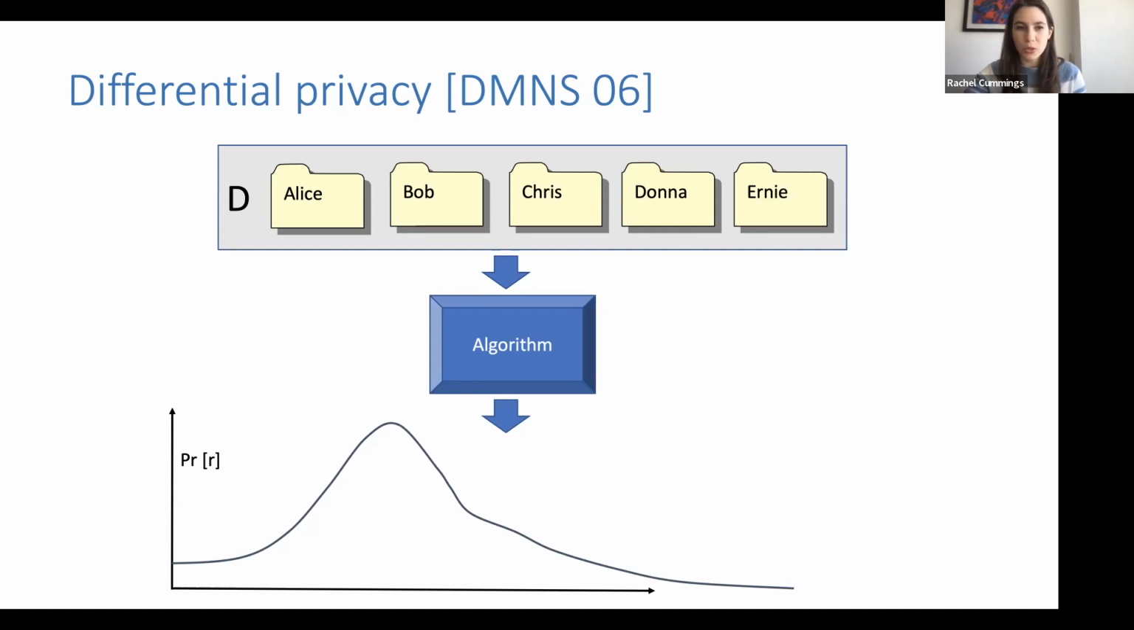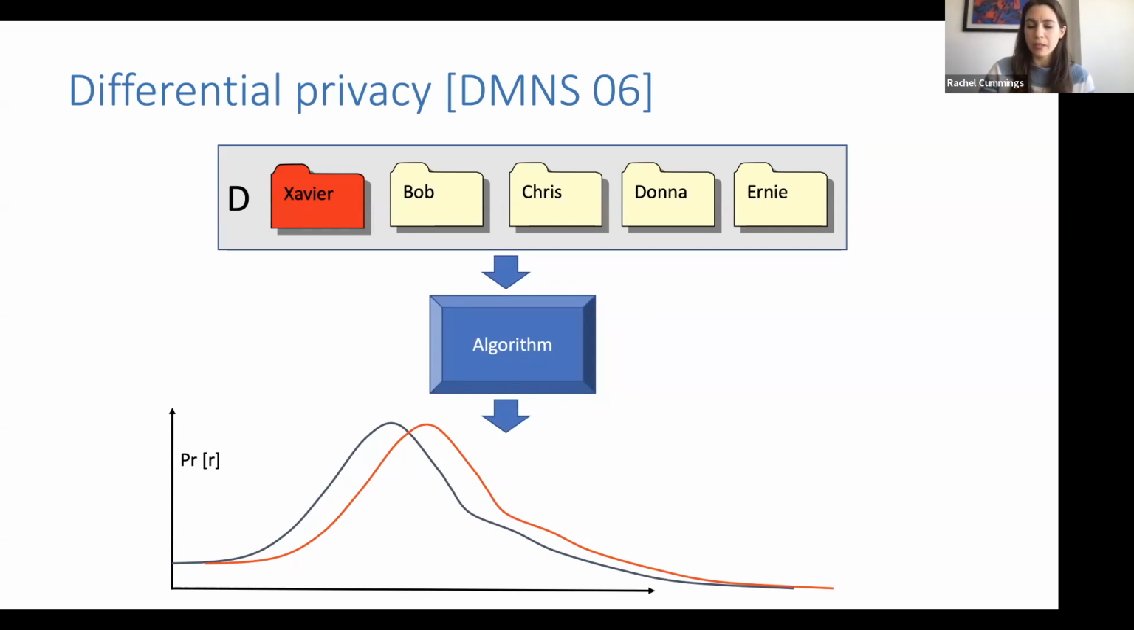And a privacy notion is going to be, imagine if I were to change one person's data, say that I change Alice into Javier, and I plug this new database that is the same except for one person's data into my same algorithm, and I'm going to get out a different PDF. And our privacy constraint is going to require that these curves are not too different. This is going to be formalized by a constraint on the ratio pointwise between these two curves.